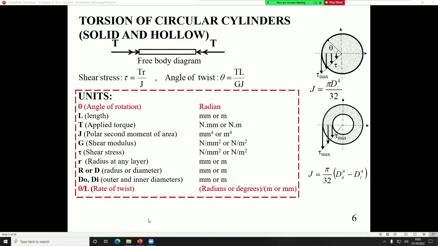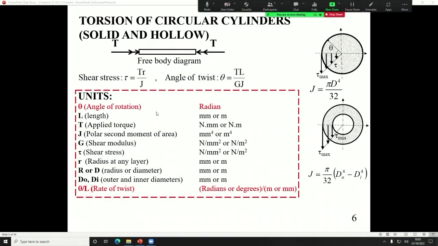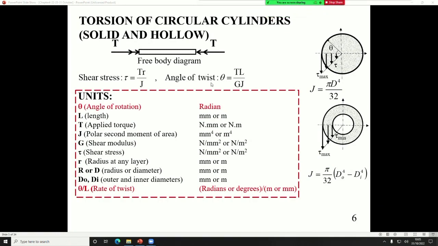On slide number 6, you see the units of each variable used throughout the analysis. The only thing which is new to you is the unit of angle of twist. If you substitute the units of T, L, G, and J, you can see theta has no unit. Therefore, its units must be radians, not degrees. And also, in engineering, instead of angle of twist, we usually use the rate of twist, and that's the angle of twist per unit length of the cylinder. In industry, usually per meter length. So we either use theta over L, and in future slides, I also show you that you can use d theta over dz.